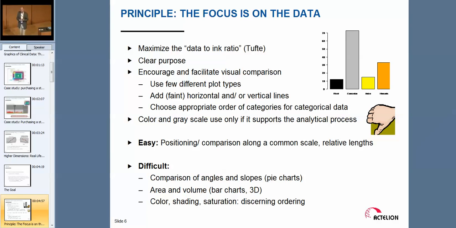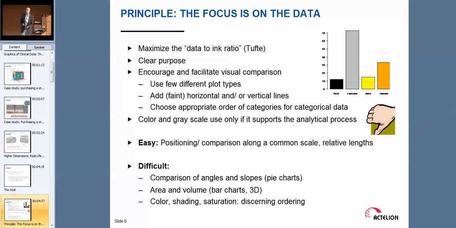We should be using few plot types only, such that we don't confuse the reader of these graphs. And it helps interpretation. If you really want to read off the values, you can help it by using faint lines in the background so that you can easily read off the values behind particular graphs. And color really should only be used if it somehow supports the analytical process. In marketing, they often use colors and shading and the like to make the graph look fancy, such that even if there's not really much information behind it, it looks good. Oh, well, okay.